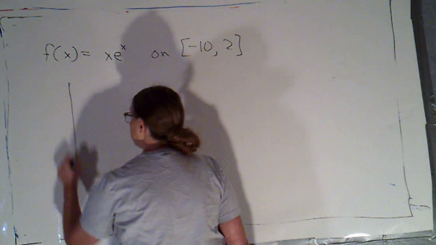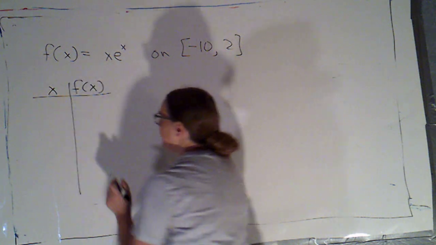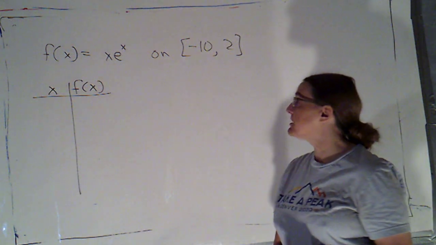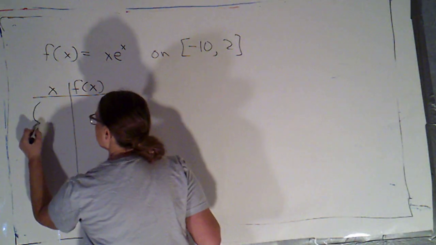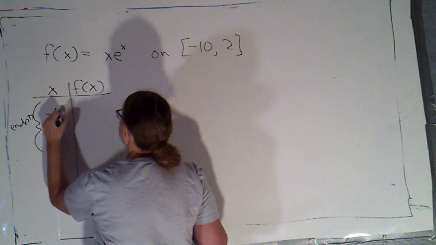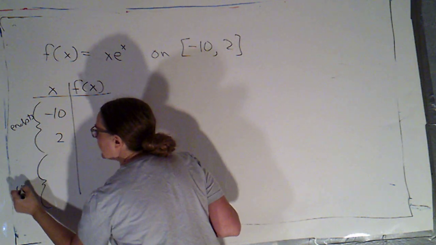So here's what I'm going to do. I'm going to create a table of values, and in the column for x, I'm going to list the possible locations for the max and the min. So that would be my endpoints. That's -10 and 2. And then I also have to check any critical numbers.